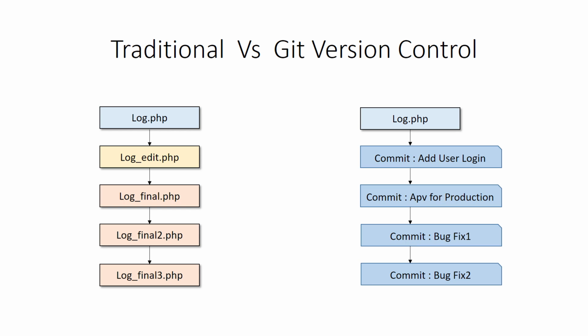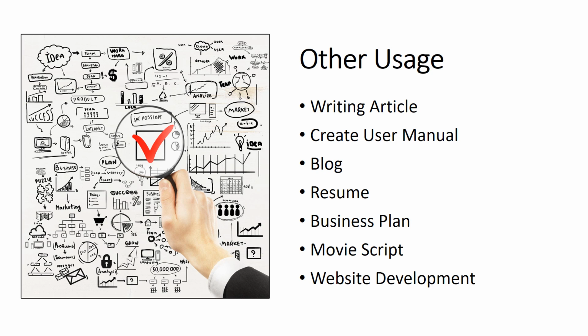With the traditional approach, if you try to keep track of what changes you have made on each of these files, it's almost impossible. While with Git version control, it's easy to see what changes you have made on each of these. So this is not only applicable to the software development environment. It can be used for anything. Anything where you think at any point you'll need to come back and look at an older version, you can use Git. Other usages include writing an article, creating a user manual, blog, resume, business plan, movie script, website development, and many more.